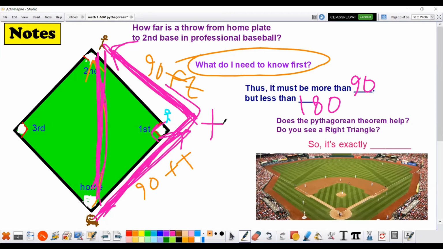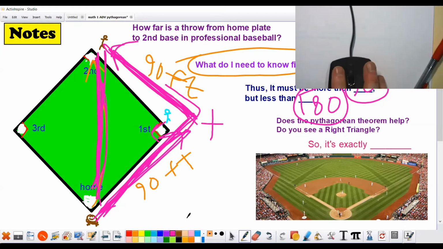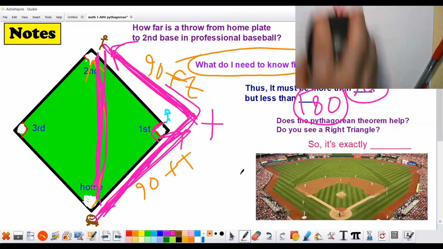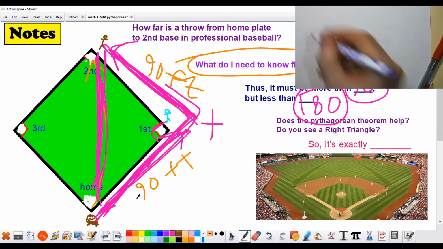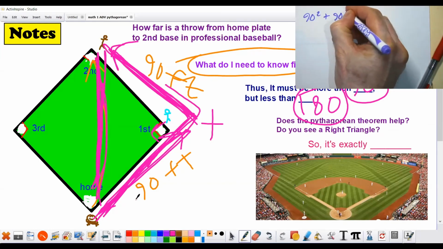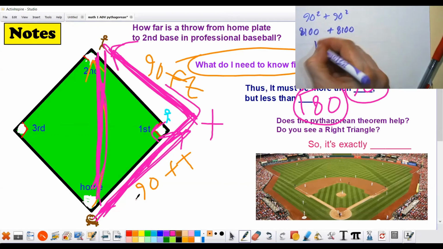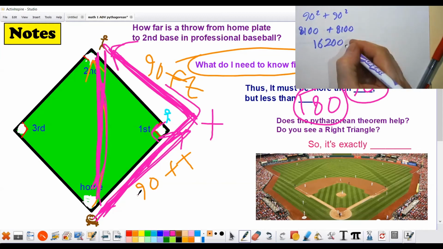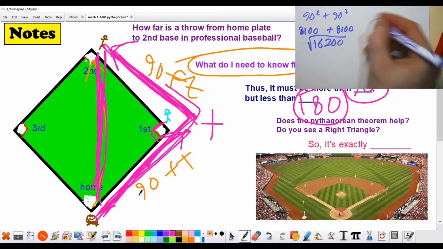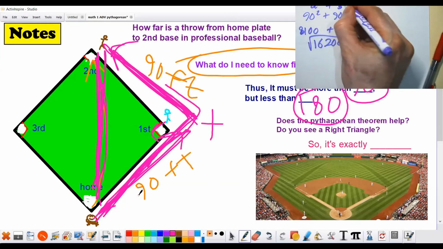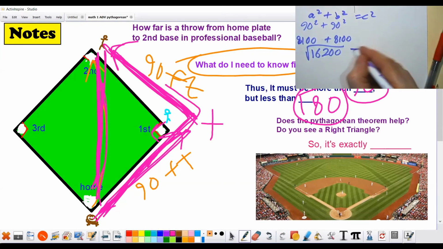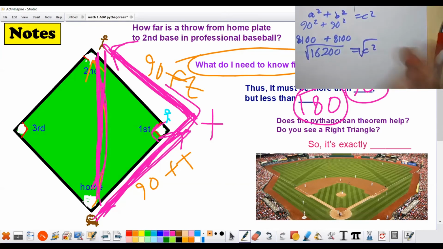Remember, if we add these together, that's the longest it could be. So I know it's somewhere between here. So let's use the Pythagorean theorem to get it exact. So I'll use my camera here. And we'll just write this out. Let's see, I've got 90 squared plus 90 squared. Probably just use a calculator, but it's 8,100 plus 8,100, which is 16,200. Oh, wait, got a square root. You always finish with the square root because a squared plus b squared is c squared. So I always end up with this c squared, so I'm always ending by square rooting.